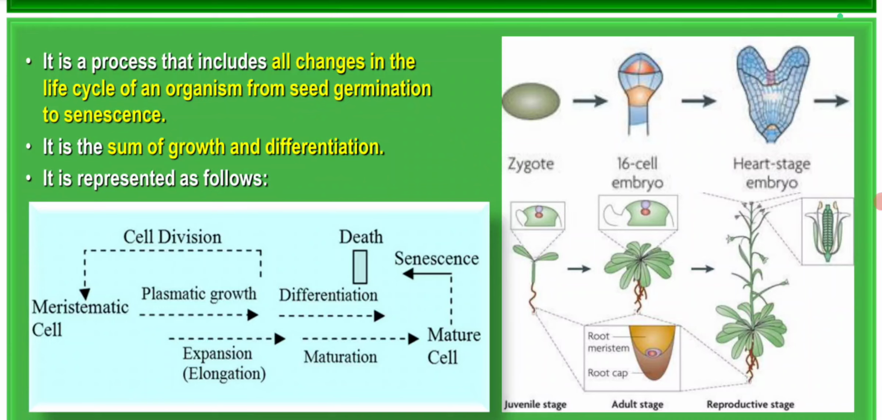It is the sum of growth and differentiation. It is represented below. You can see meristematic cell, then plasmatic growth, differentiation, then it goes to mature cell, then senescence came and death occurred. Okay. Here also zygote stage, 16-celled embryo, heart-shaped embryo, then juvenile stage, then coming to adult stage, and then reproductive stage.